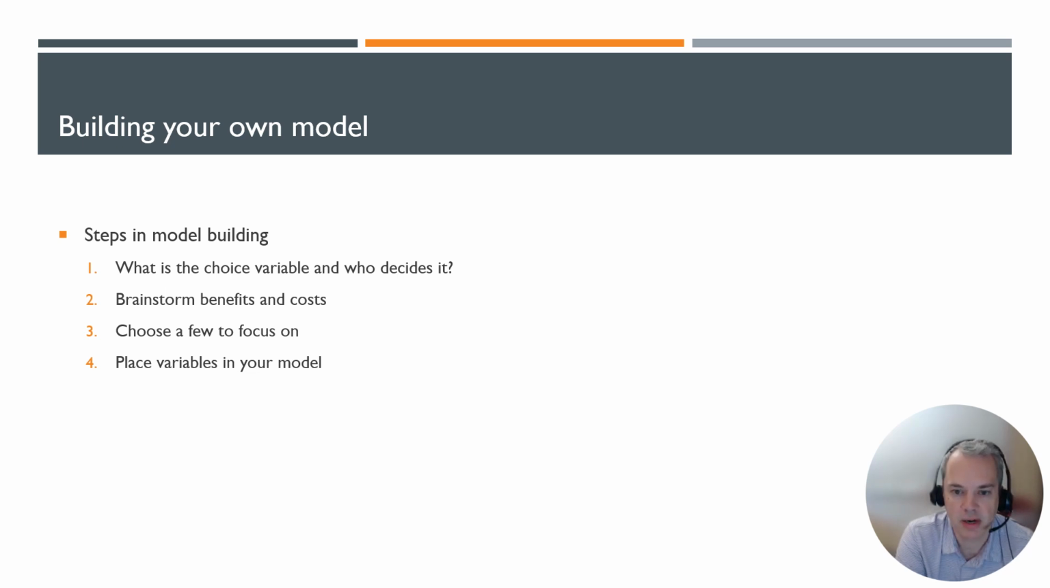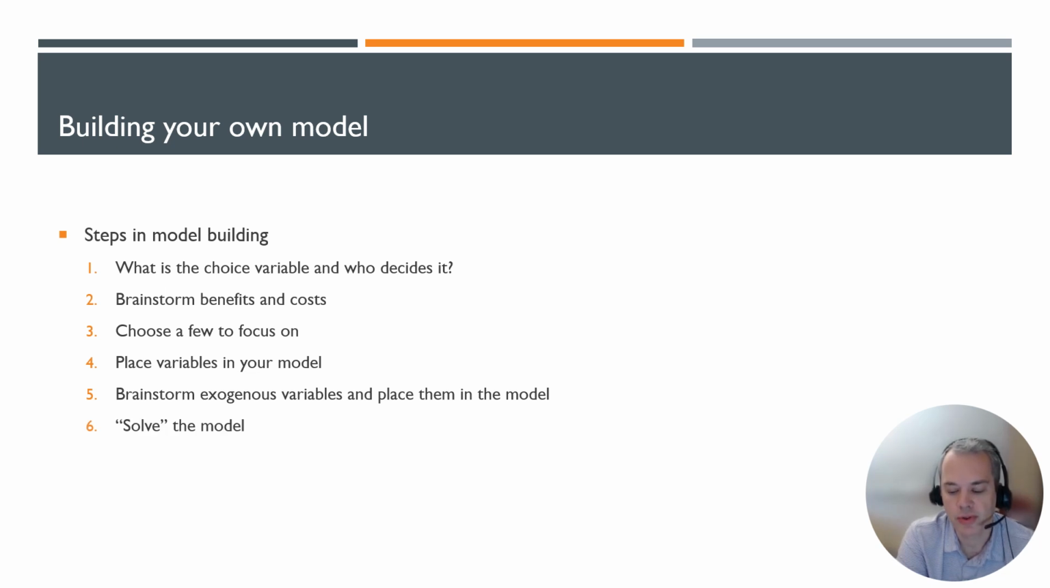We're going to place those variables in our model, and then we're going to think about some exogenous variables, which might be appropriate to place into our model that would be helpful for understanding some of the predictions or making the predictions that we want to focus on. We will solve the model, I put that in quotes because you don't necessarily have to solve it in sort of the formal mathematical way. And then we will simulate or derive predictions.